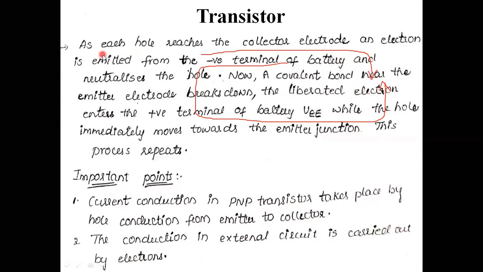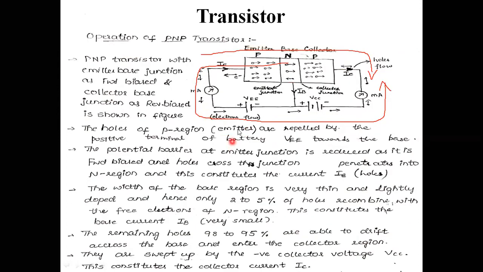As holes reach the collector electrode, an electron is emitted from the negative terminal of the battery, and it reaches the collector side and transmits in this direction. This process repeats.